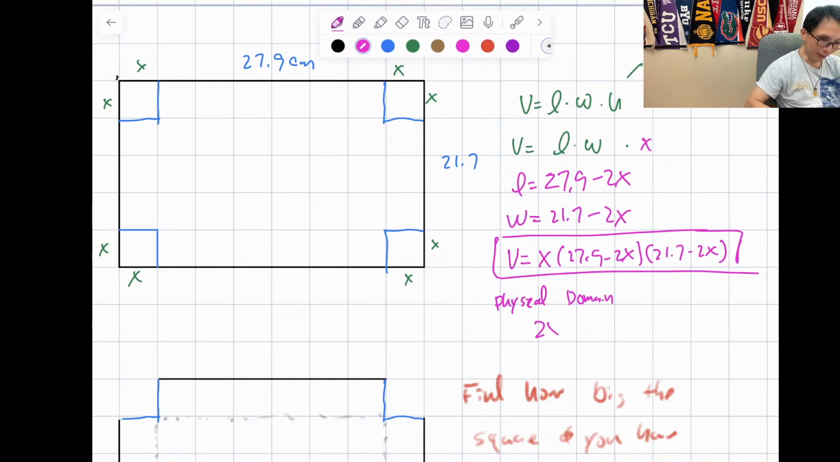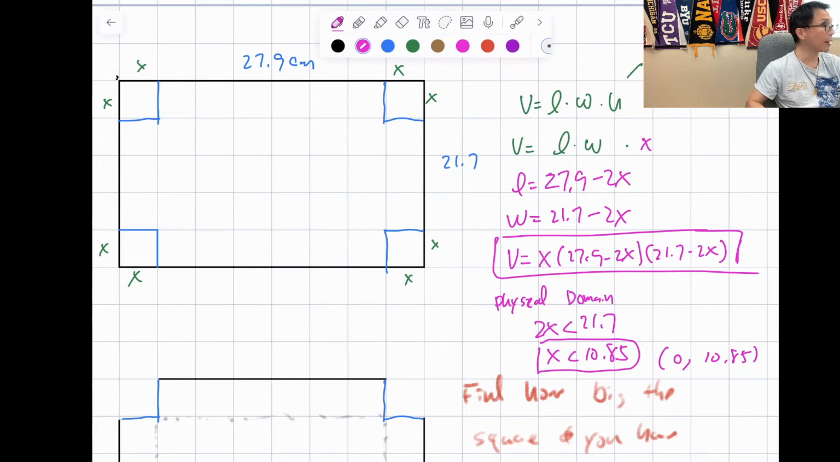So 2x has to be less than 21.7. Why 2x? Because there are two sides of x, that's how much you can cut. You can cut a maximum of... 21.7 divided by 2 is what? 10.85. So this is actually the physical domain. That means the domain has to be between 0 and 10.85. You can cut anywhere between 0 and 10.85. You cannot cut more than 10.85 because you have no more box after that. Does that make sense? Yes.